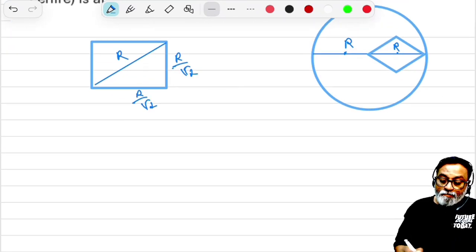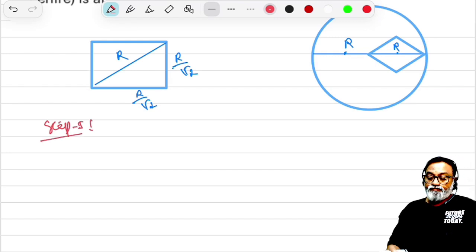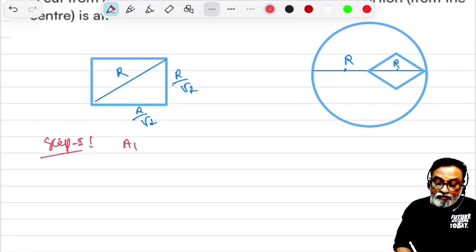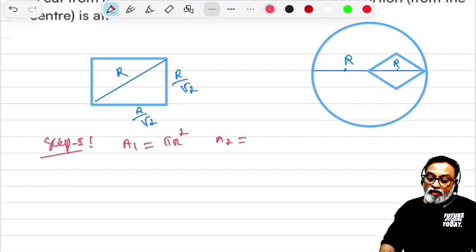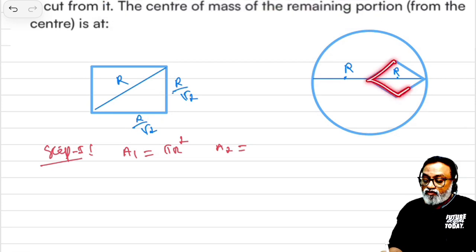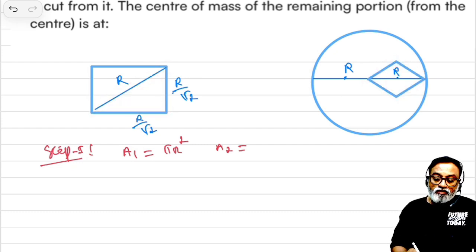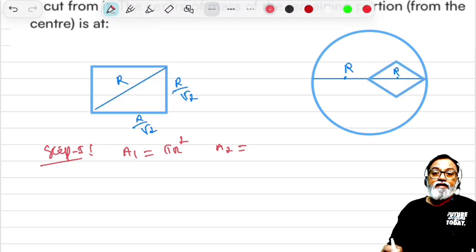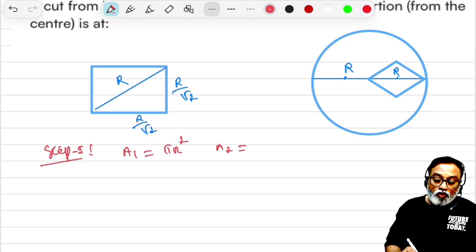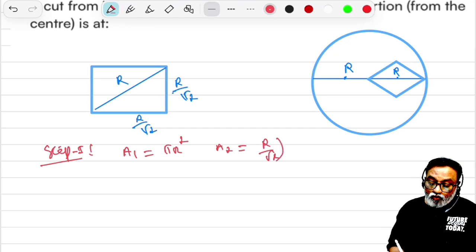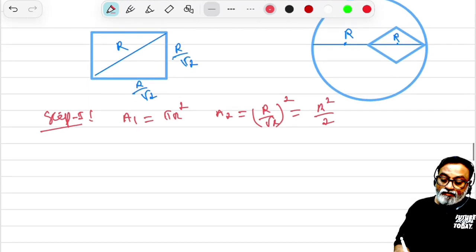Step 1, in step 1 I have to find out the area of the original disk a1, that is equal to pi r square. Area of the removed part, here a square is removed, the square of diagonal r is given, therefore this side is r by root 2. Therefore area of the square is r by root 2 whole square. This becomes r square by 2. This is step 1.